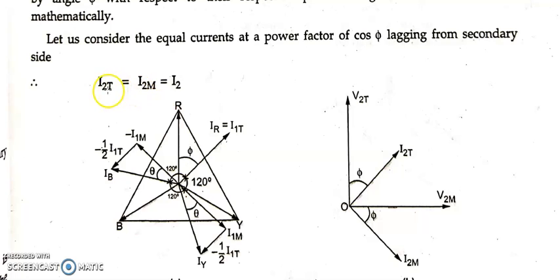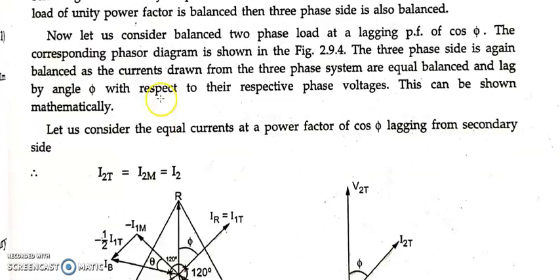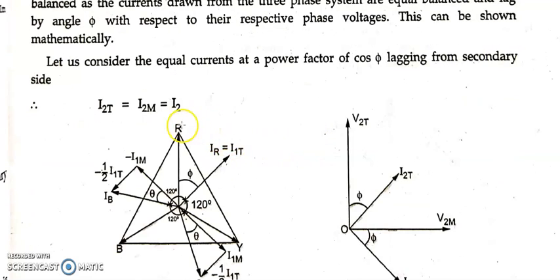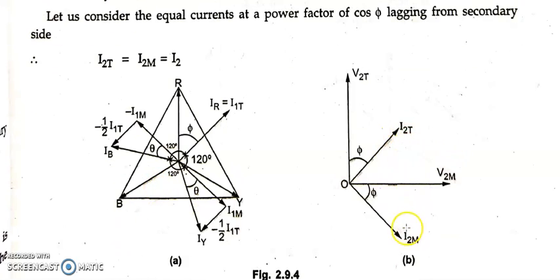Do you know what I2T and I2M are equal to? I2, we already discussed this, yes or not? I2T as well as I2M is equal to I2. We shall assume that both the loads are drawing equal currents at a power factor of cos phi. That is the reason everything is shown in balanced form. So I2T and I2M are of the same magnitudes. We are just assuming that the loads applied are balanced.